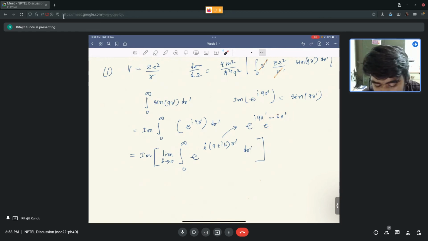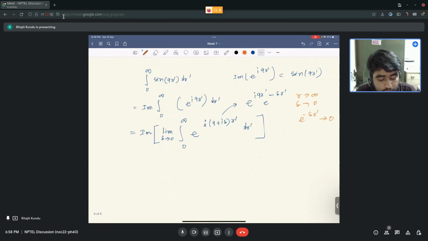So even if this is oscillatory, there is a part which is decaying. Okay, so as r tends to infinity, but still the delta is 0, this part e to the power minus delta r prime actually becomes 0, right? So then it allows us to perform this integration explicitly. So now, after that is done, let us just do this integration.